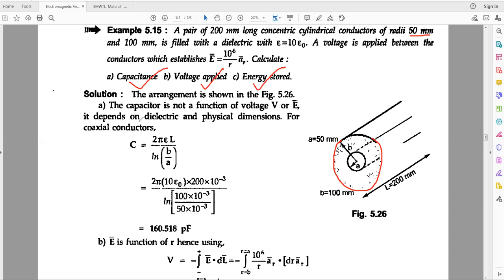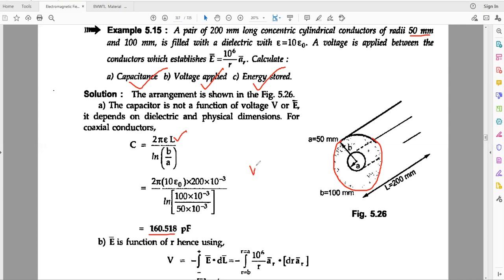Calculate C. The capacitance is not a function of V and R. It depends upon the dielectric and the physical dimensions of the coaxial cable conductors. L is given as 200 millimeters, 200 × 10 to the power of minus 3, ln(b/a) is 100 × 10 to the power of minus 3 over 50 × 10 to the power of minus 3. Calculating, we get 160.518 picofarads.